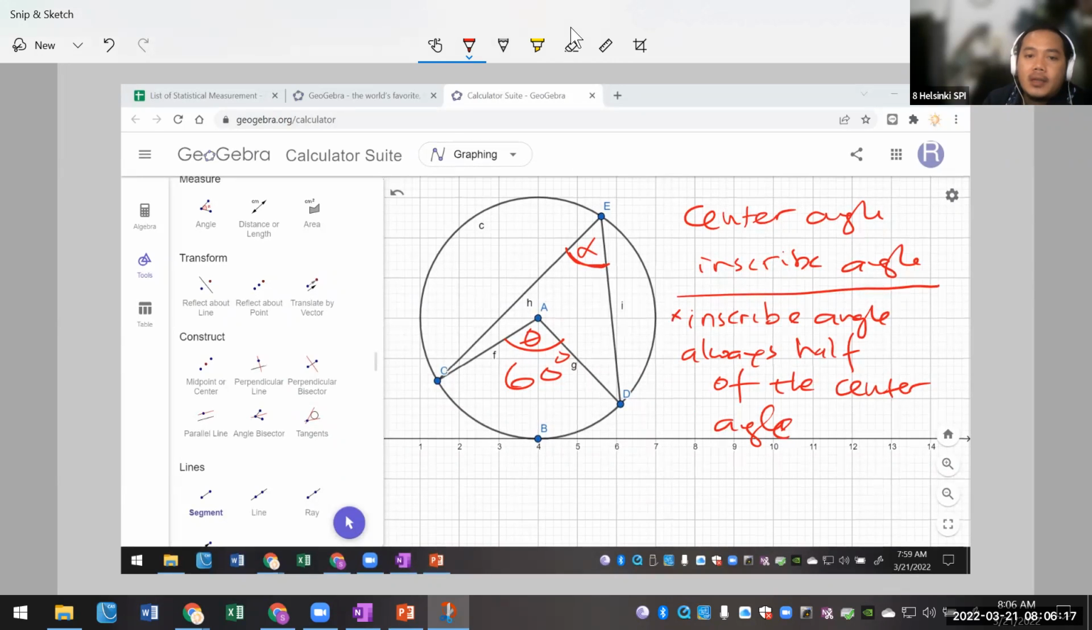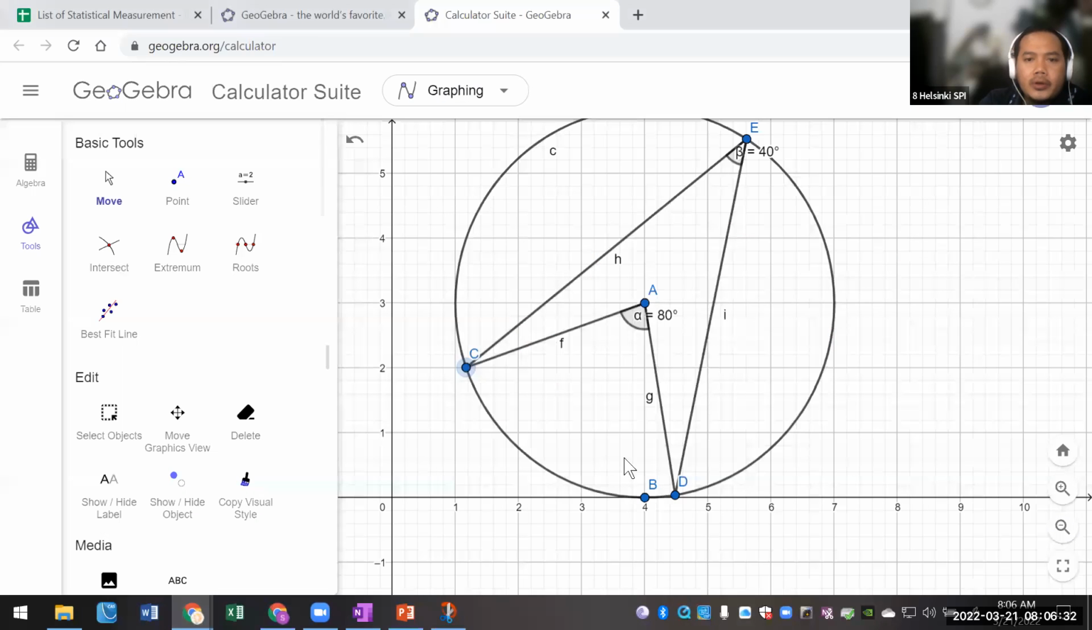So if we have 60 in here, we get 30. If this is 80, this is 40. If this is 100, this is 50, and so on. Okay, so that is going to be our topic. So what if I have another circle, and I'm going to delete this, and I would like you to think of what is the angle that is going to be over there.